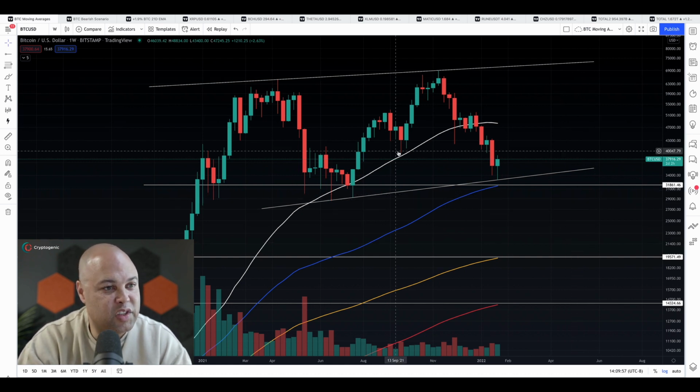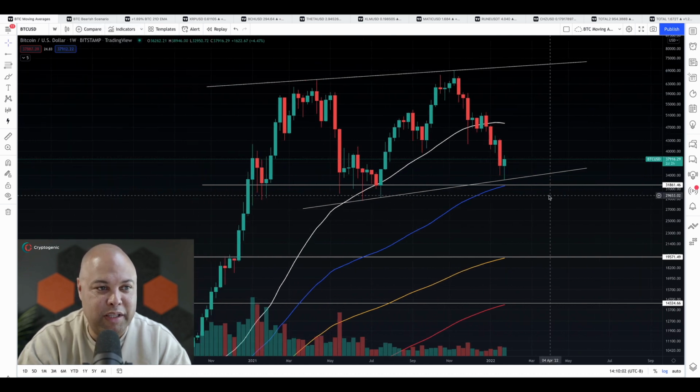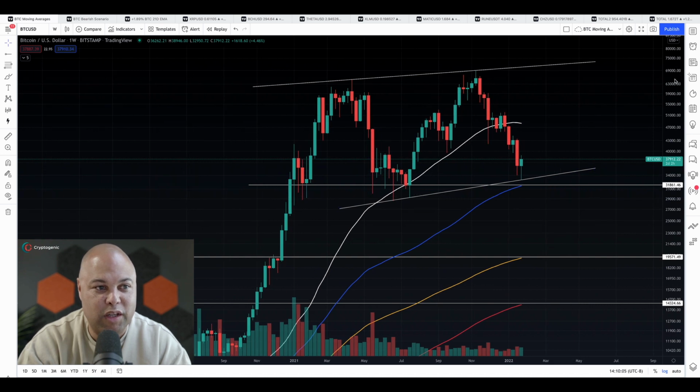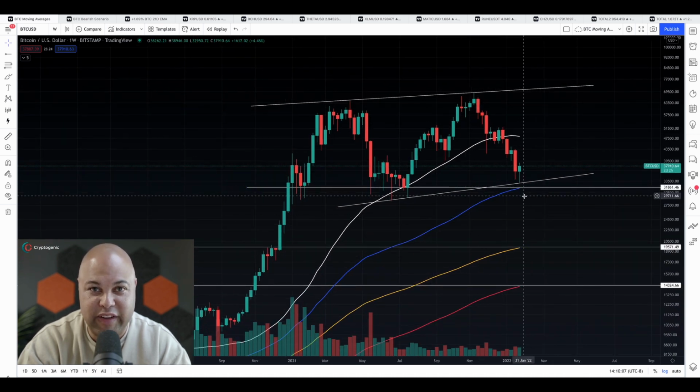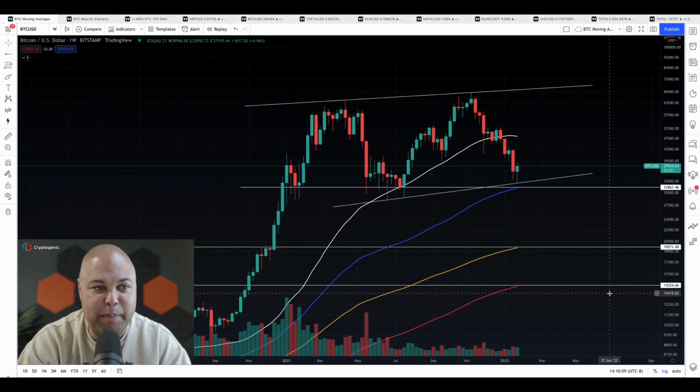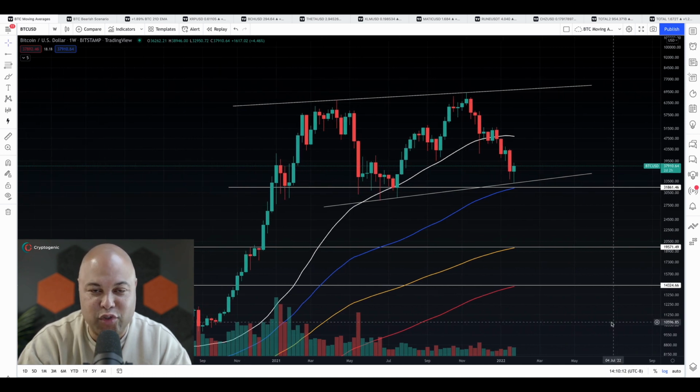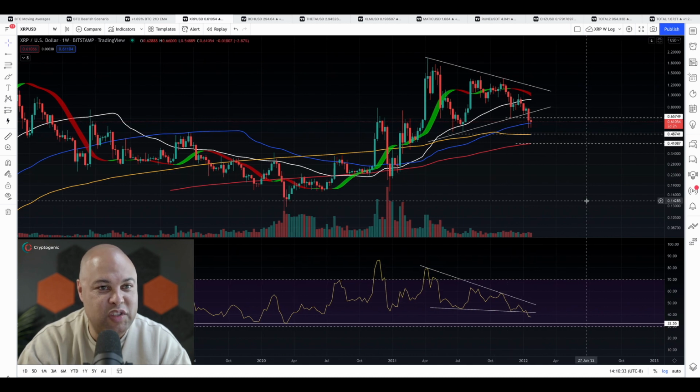All right. So 65-35, that's my probability. 65%, we're going to stay above the 100-week moving average. But there's still a 35% chance that despite MicroStrategy and Tesla's best attempts to prevent it from doing so, we'll crash beneath it and have some type of massive capitulation event and come down and test this $20,000 mark. That is my story. That is what I'm seeing.